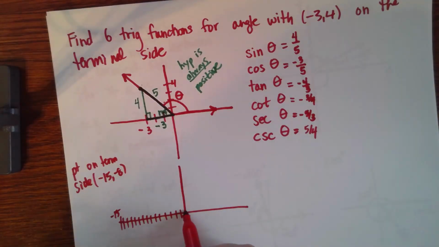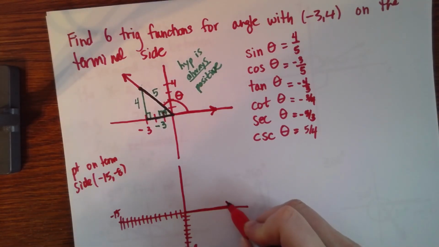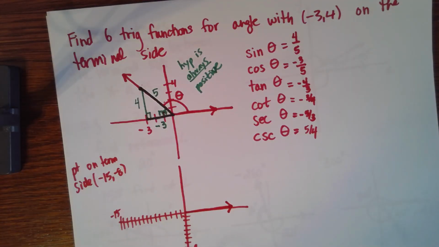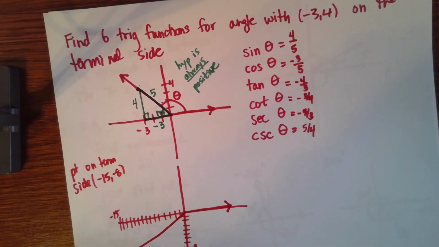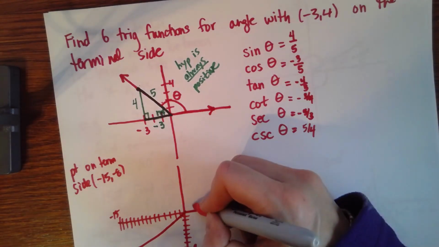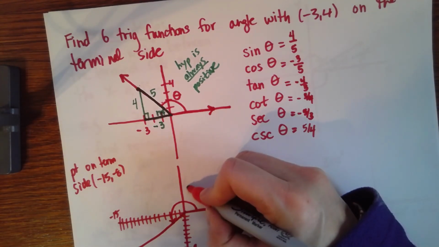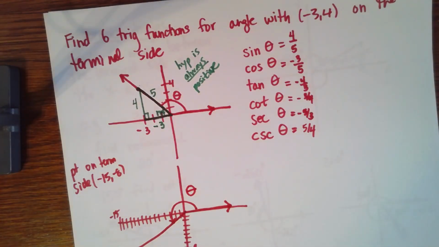Our initial side is always on the positive x-axis. Our terminal side is going through the point -15, -8. So there is our angle. Our angle is theta. Don't know what it is, but there it is.